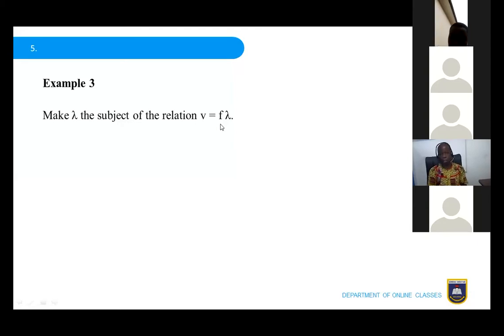The next step is to group like terms. Is there any like terms you have to group? They are already grouped. So the next one here is to make your lambda the subject. We need to cut the F from lambda, and by cutting the F, we divide. If we divide here, we are cutting it. So let's check. If your answer is ready, maybe you can also let us know.